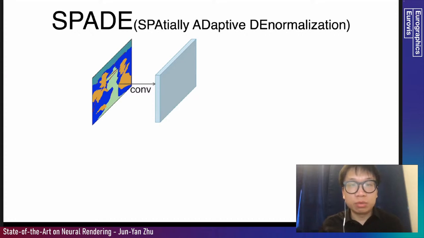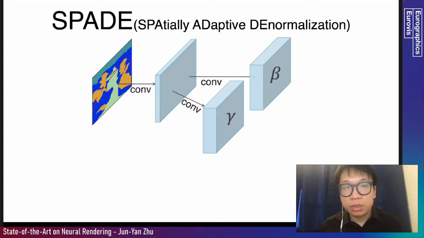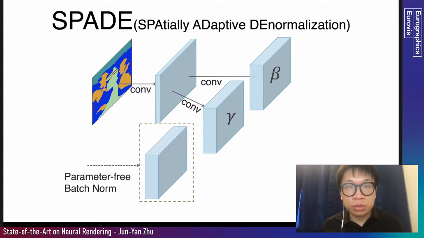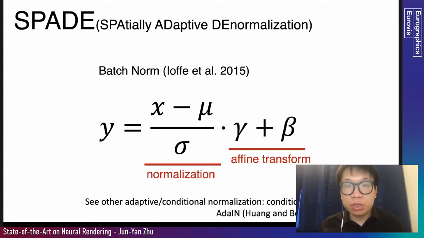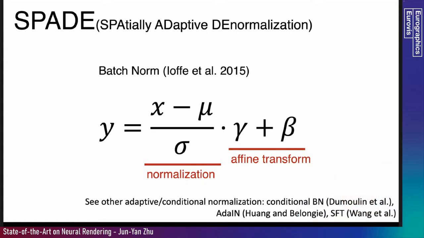To look at more details, we pass the semantic label map through convolutional layers and produce some feature tensors. We fuse this information with the batch-normalized features from the previous layers, and we do element-wise multiplication and addition using the feature tensors. We can view it as a new way of doing conditional batch norm, which makes the affine transformation part spatially variant, conditional on the semantic layout.